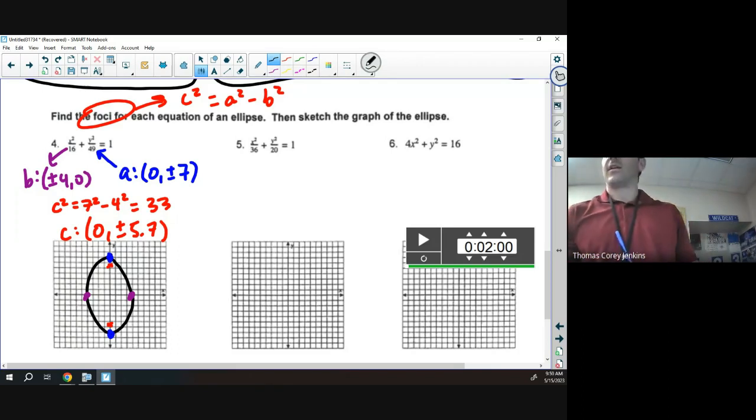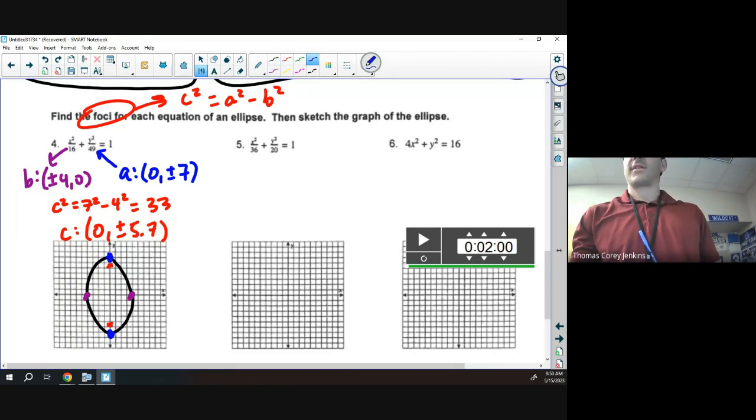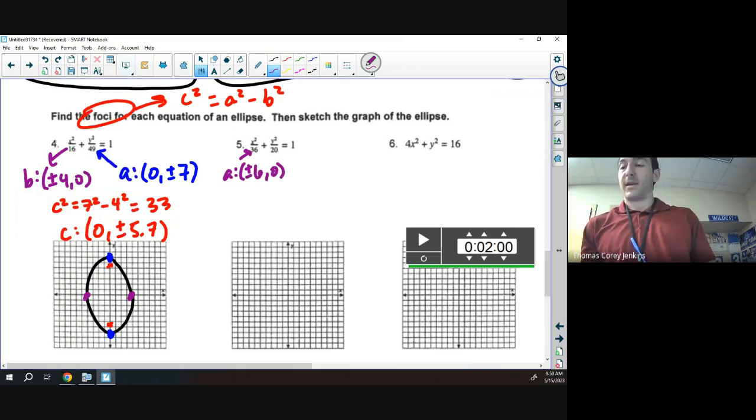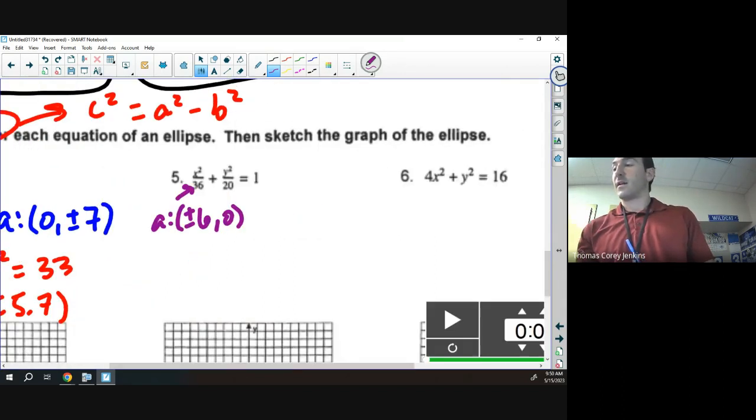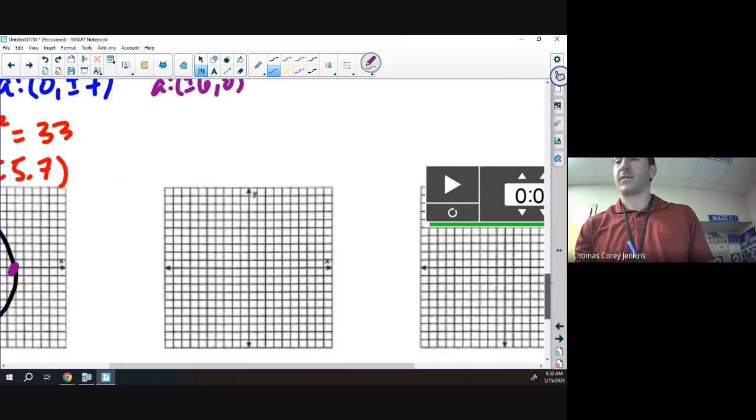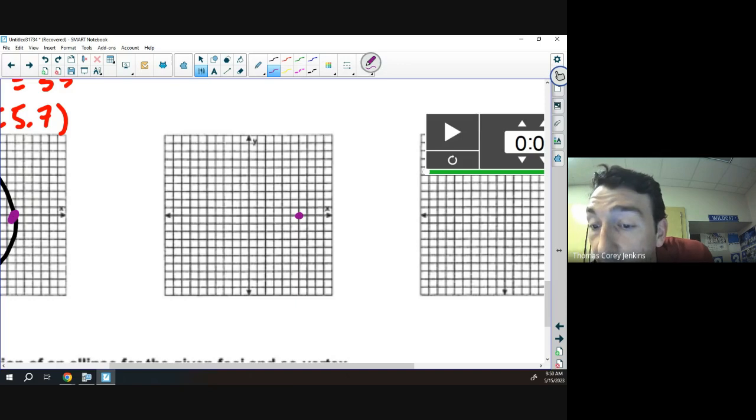Okay, so A in this case is an x-coordinate, because that's the bigger number. So A would be plus or minus 6, comma 0. Zoom in a little bit there. So I'm going to go ahead and put those on there. Plus or minus 6, comma 0. 1, 2, 3, 4, 5, 6. Negative 6. Okay, so those are my vertices there.